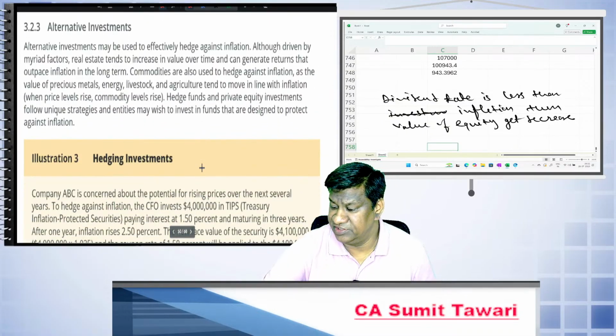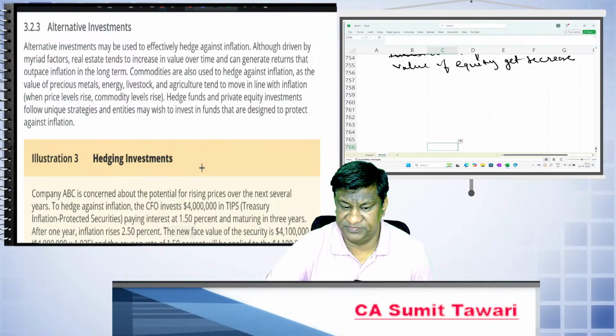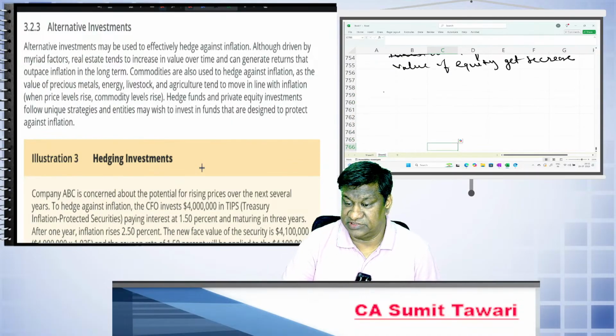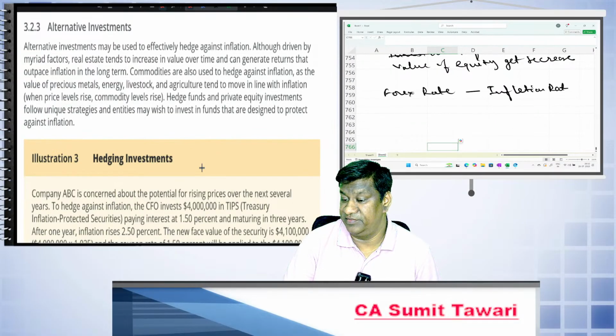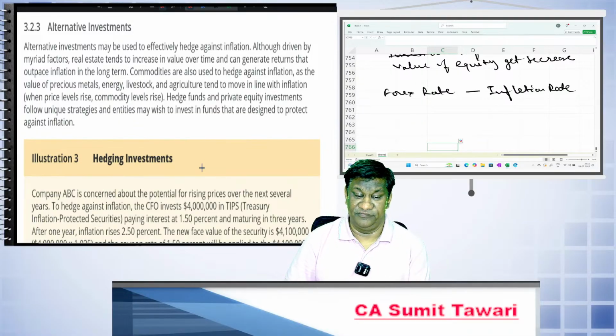And then hedging investment. The forex rate is also decided on the basis of the inflation rate. If a country has more inflation, its currency gets diluted.